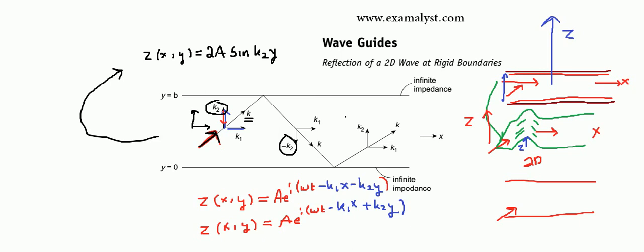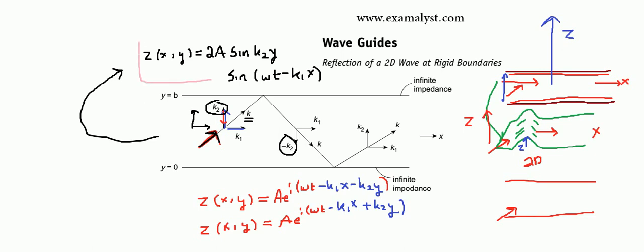Now what happens to K1? K1 is very happy. There is no standing wave with the K1 component of the wave. It has no standing part, and it is happily moving along the x-axis. So for K1, at the end of the day, it will be sine omega t minus K1 x. Why K1 x? Because K1 is moving in the x direction. So this is the solution that you will get at the end of the day.